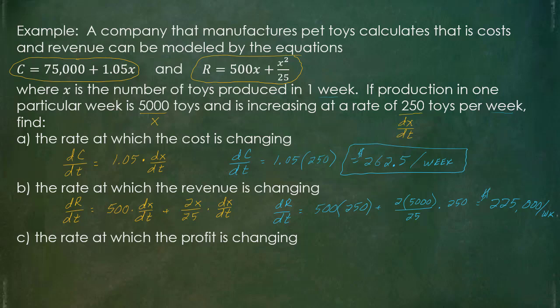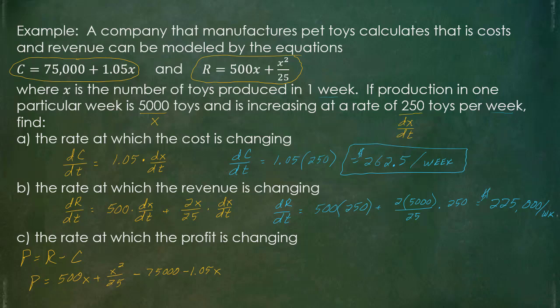So if we go to the last one, it says the rate at which the profit is changing, so I'll have to actually create the profit expression. Well, profit is equal to our revenue minus our cost. So for this one, my profit equation really would be the revenue, 500x plus x squared over 25, then minus the cost, which is going to be 75,000, and then I can distribute that negative through and actually say it's minus 1.05x.